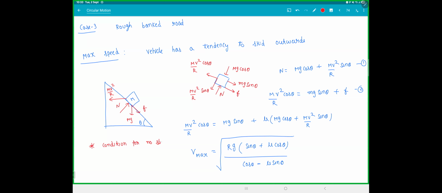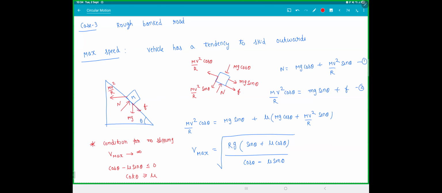So the condition for no slipping means that no matter what, you will never slip. That means Vmax must tend to infinity. Even if you go to infinite speed, this should never slip. If Vmax is infinity, the denominator must become 0. So cos theta minus mu sine theta must be less than or equal to 0. So this will come out to be cot theta is less than or equal to mu.